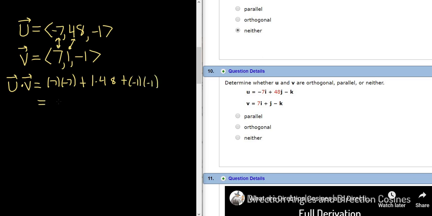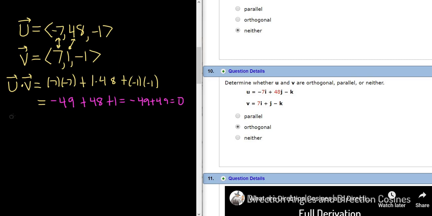So 7 times -7 is -49. Then we have plus 48. Plus 1. Oh, so we get -49 plus 49. So it's 0. So the answer is they are orthogonal. So we don't even have to check to see if they are parallel in this case.